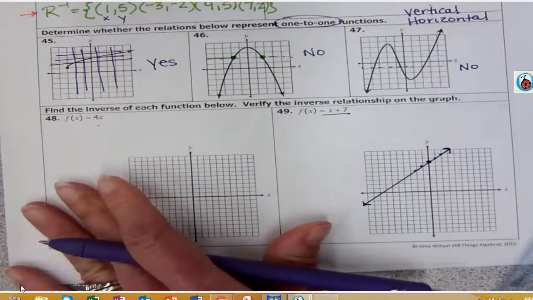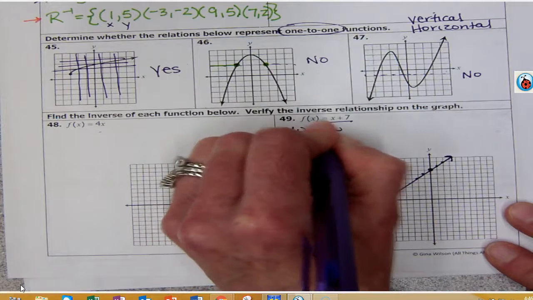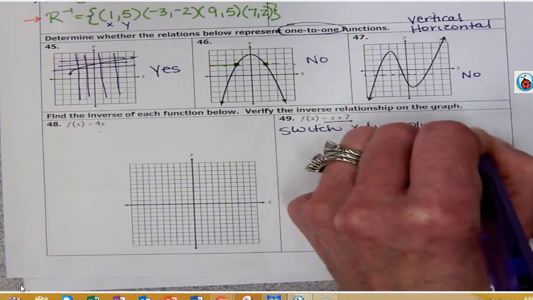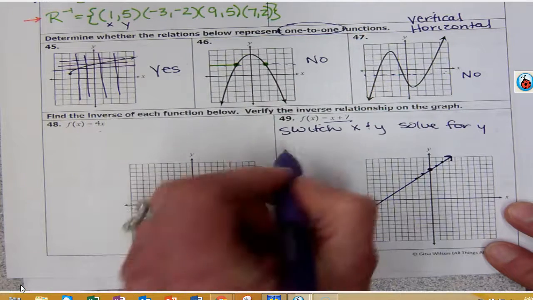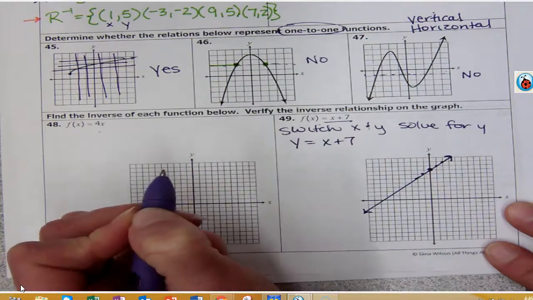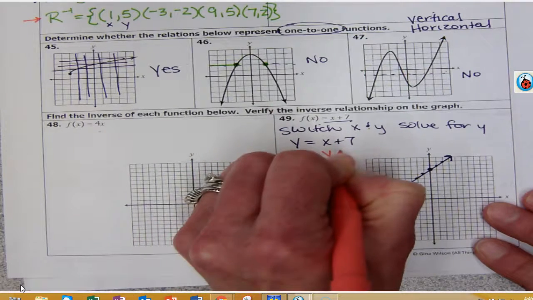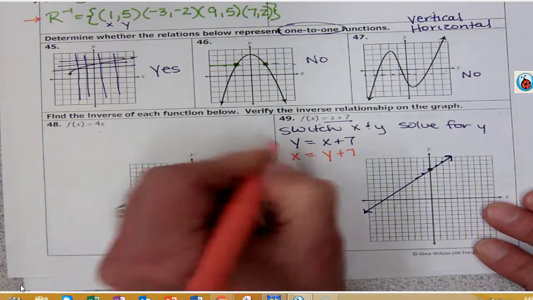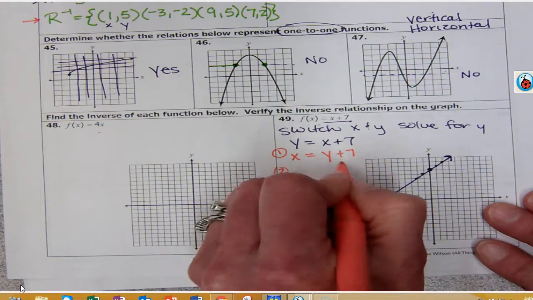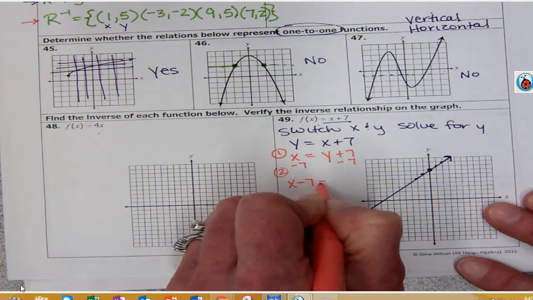To find the inverse, you basically switch your x and y, and then solve for y. So I'm going to rewrite this as y equals x plus 7. I'm going to switch my x and my y, so I'm going to have x equals y plus 7. Then I'm going to solve for my y, which means I want to get y by itself, so I'll subtract 7 from both sides. X minus 7 equals y.